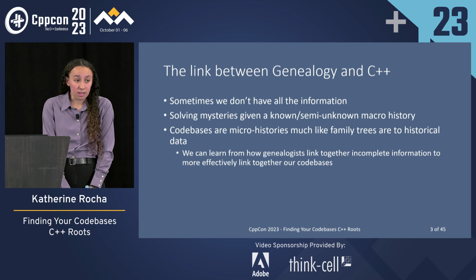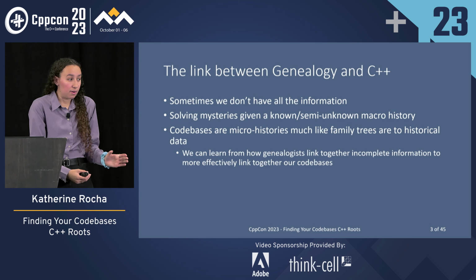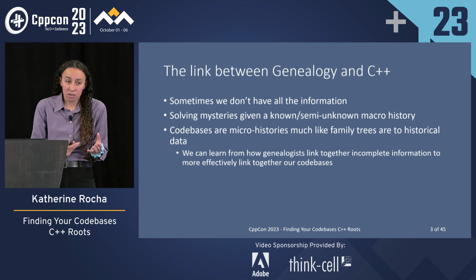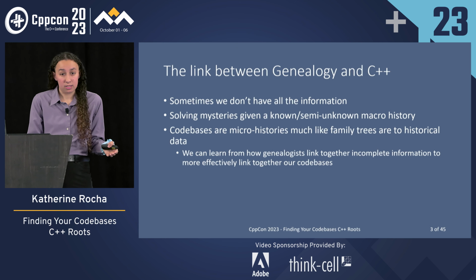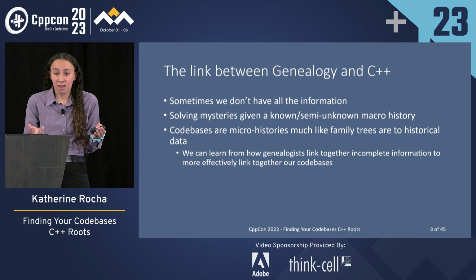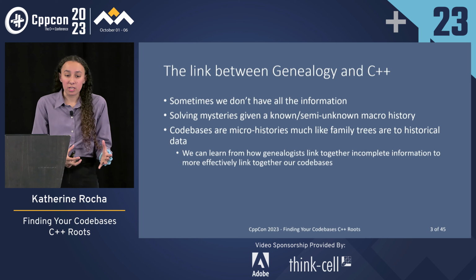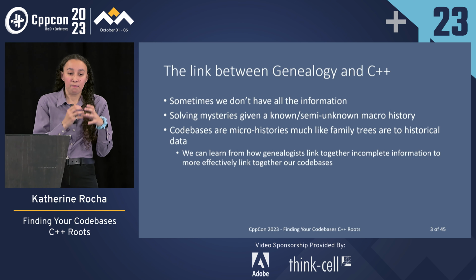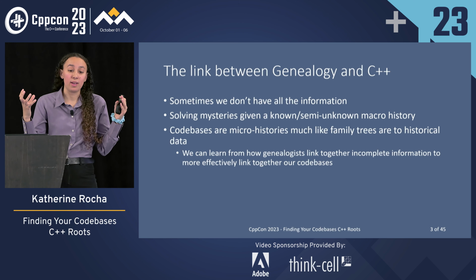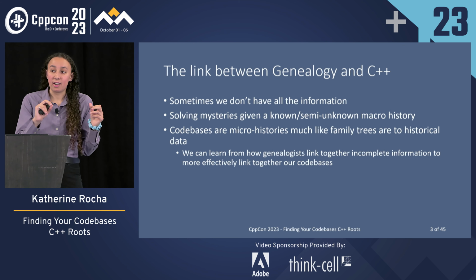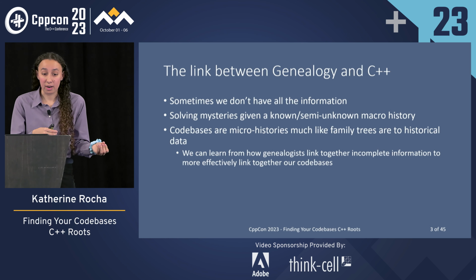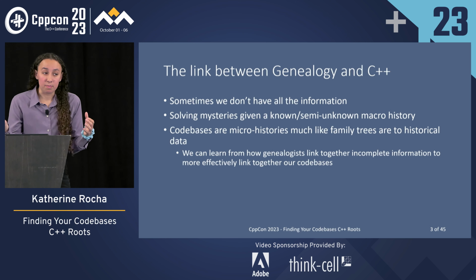Cool. So the big link between genealogy and C++ is that we don't actually know all the information that we're dealing with here. In C++, when we're looking at legacy code in our code base, we don't know everything that any previous developer did, why they did it, how they did it. We're trying to take the information that we have in the code and in the documentation and figure out what's going on. So this is like trying to solve a mystery, and code bases are a little micro history in C++, just as family trees are to our historical data. So we can learn from how genealogists link everything together, so that we can write our code better and link everything together from the C++ side as well.